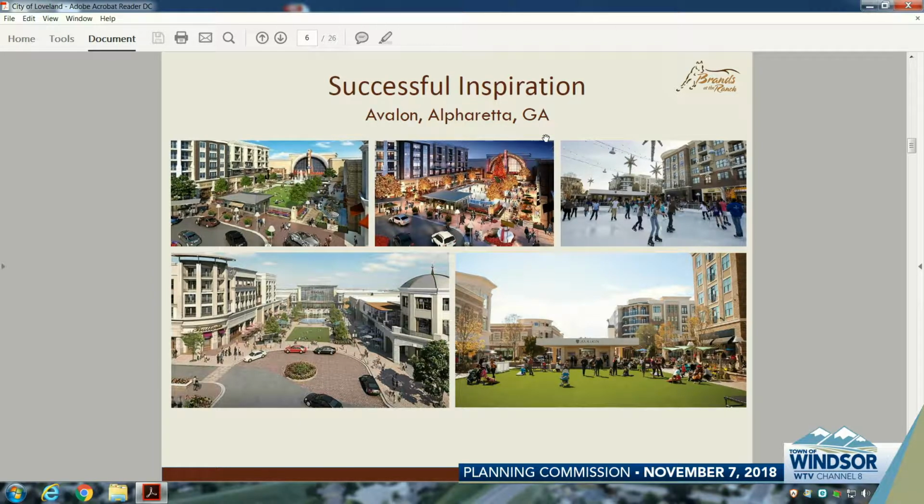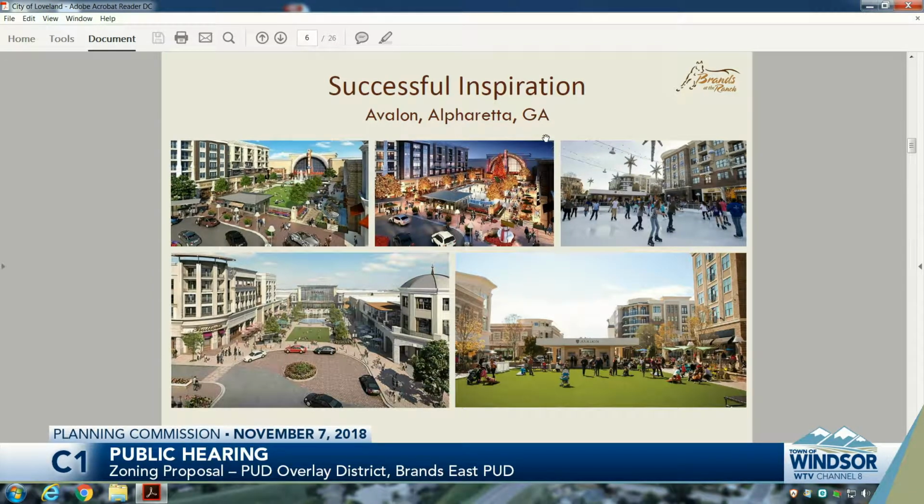The inspiration for the brands is we're hoping to pull the inspiration from the Loveland side over to the Windsor side.